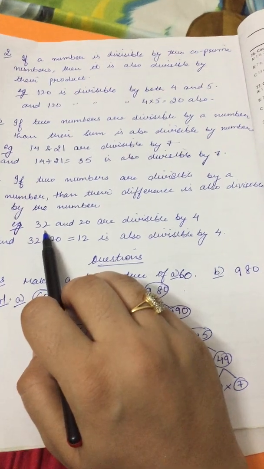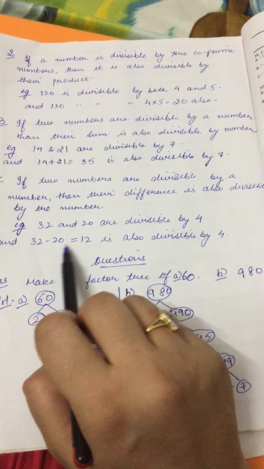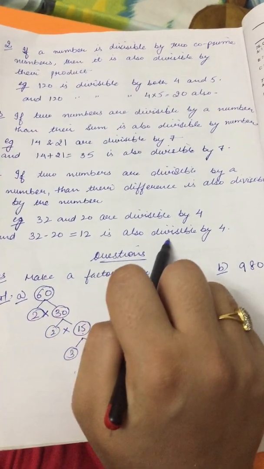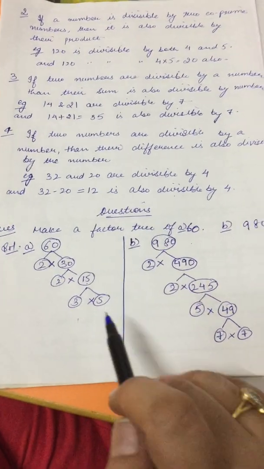For example, 32 and 20 both are divisible by 4. Now their difference is 12. So 12 is also divisible by 4. Now let us do some questions based on these concepts.